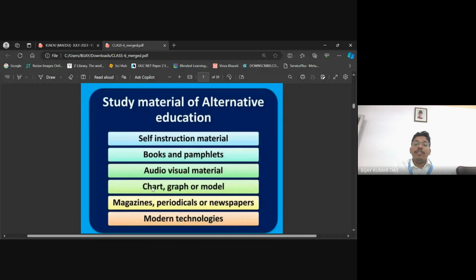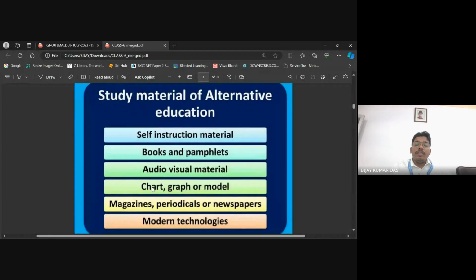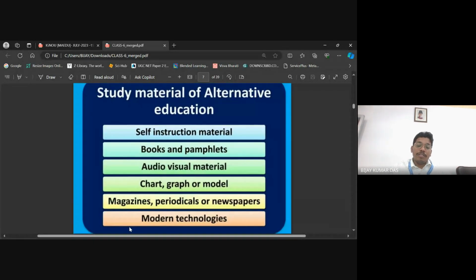Then, how do we learn certain things from alternative education? Is there any rudimentary or learning source for alternative education? Definitely there is. We can talk about self-instruction material.